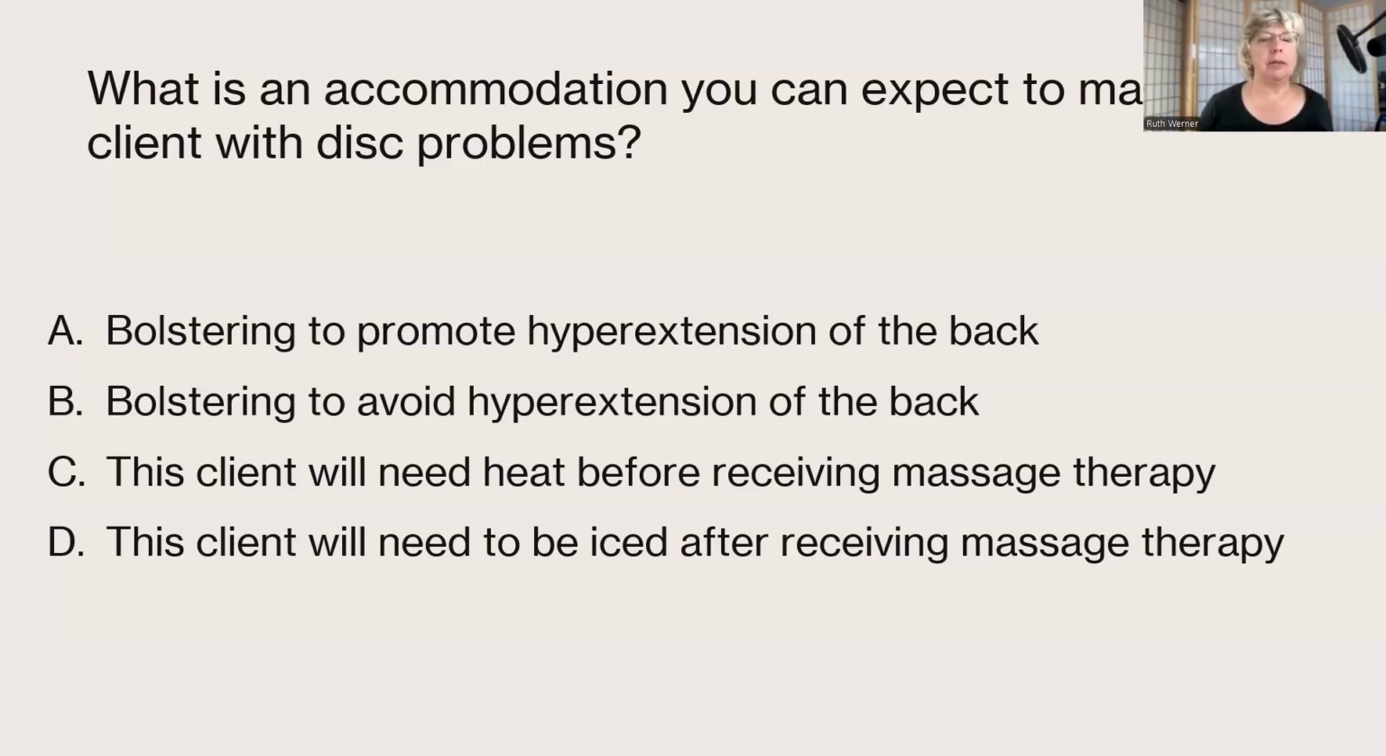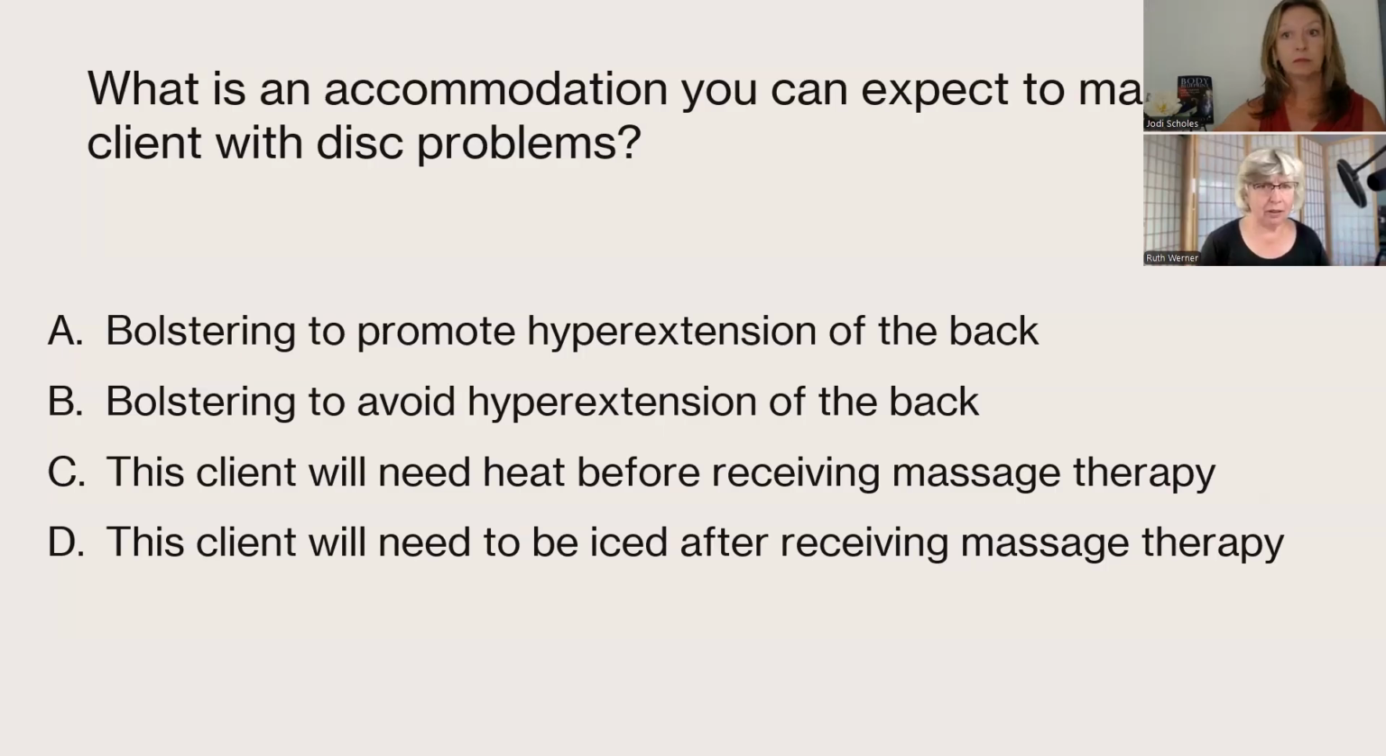And this could be a neck disc, or usually disc problems happen in the neck or they happen in the lumbar spine. They don't happen in the thorax because the ribs kind of stabilize everything. All right. So this is a vocabulary question because you need to know hyperextension. So what's an accommodation you can expect to make for a client with disc problems?